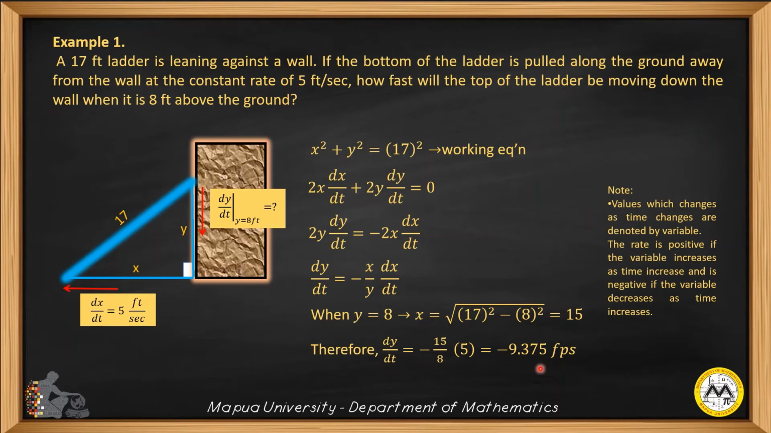Now, please take note that instantaneous rate of change values can be positive or negative. It would be positive if the quantity is increasing in value over time, but would be negative when it is decreasing in value over time.